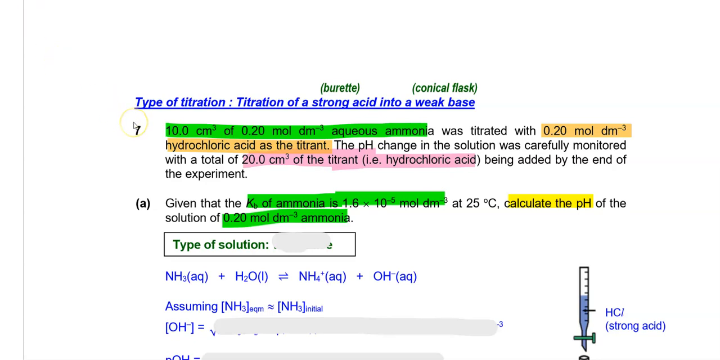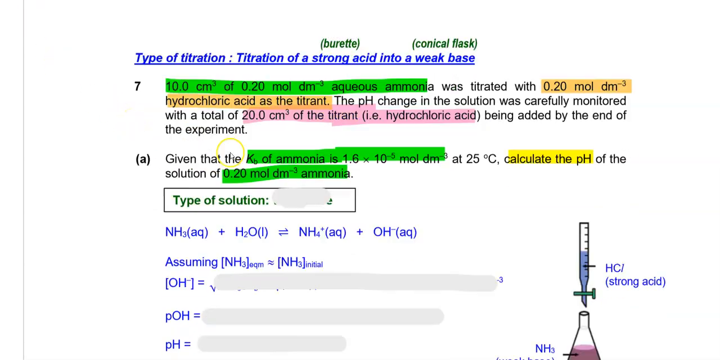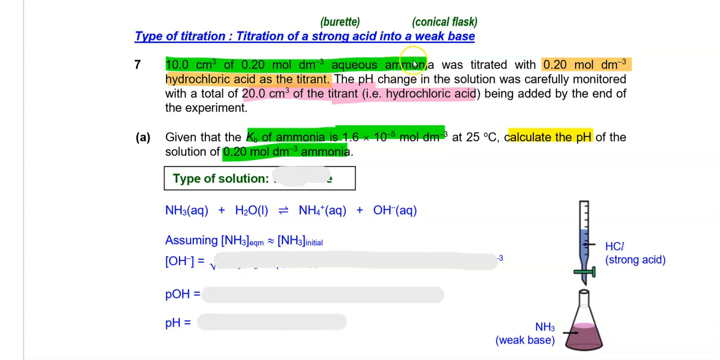Okay, moving on to question 7. In 7, we are titrating aqueous ammonia with hydrochloric acid as titrant. So in the setup, ammonia is in the conical flask and HCl is in the burette. We are supposed to monitor the pH change as the HCl is added into the conical flask.